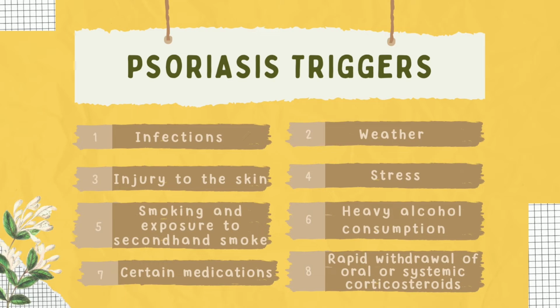Common psoriasis triggers include: First, infection such as strep throat or skin infection. Second, weather, especially cold, dry conditions. Third, injury to the skin such as a cut or scrape, a bug bite, or a severe sunburn. Fourth, stress. Fifth, smoking or exposure to secondhand smoke. Sixth, heavy alcohol consumption. Seventh, certain medications including lithium, high blood pressure medication, and anti-malarial drugs. Eighth, rapid withdrawal of oral or systemic corticosteroids.